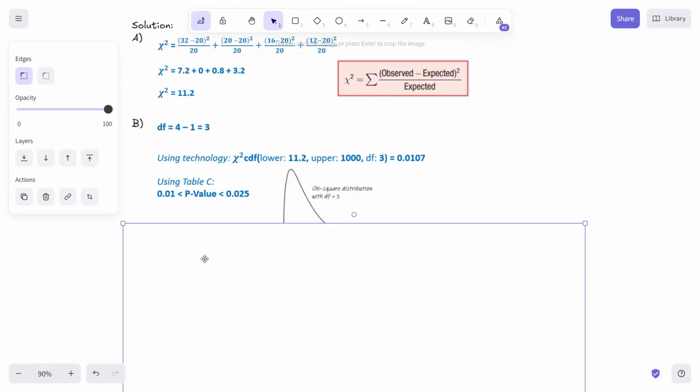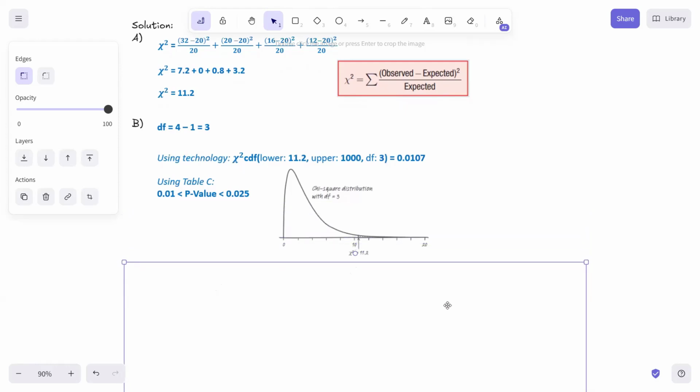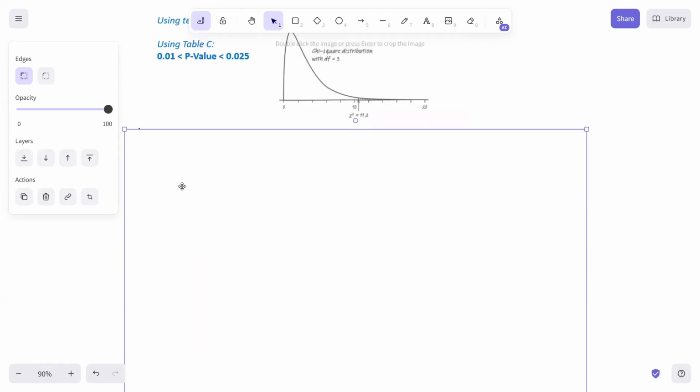If you look at our distribution, this is the chi-square distribution with 3 degrees of freedom. Notice the peak is at 1, which is 2 less than the degrees of freedom. 11.2 is right here. So if we're looking for the probability of getting 11.2 or greater, it's a very small area here. Part C, we want to interpret what that means.